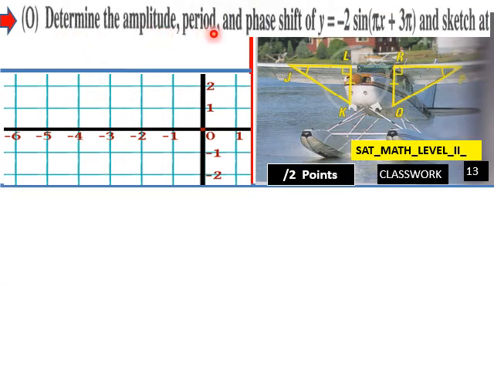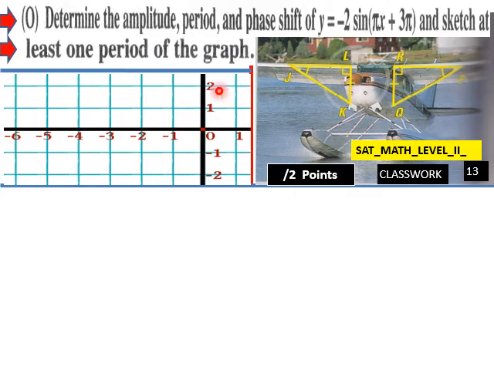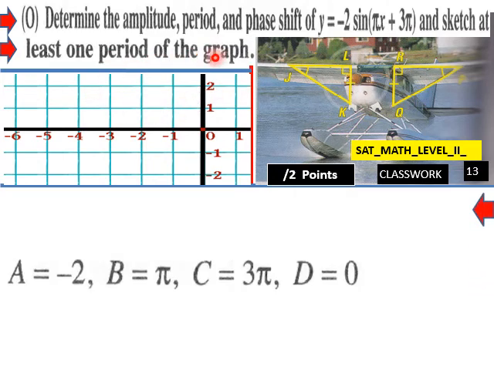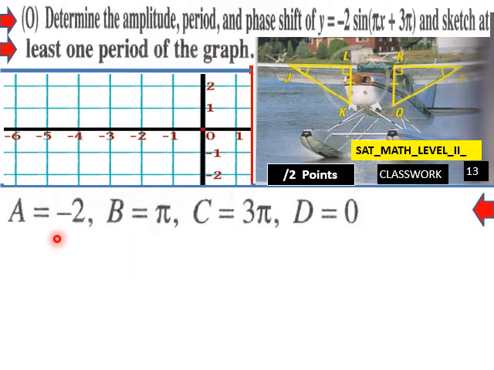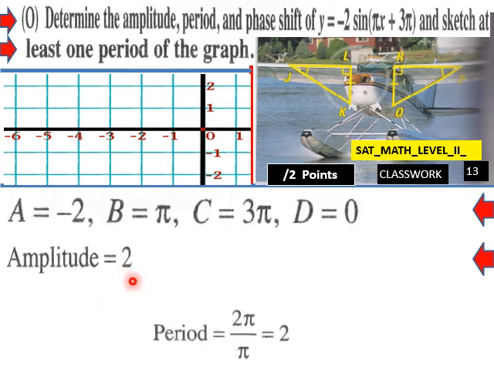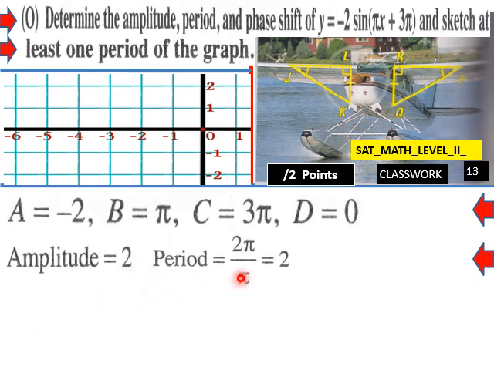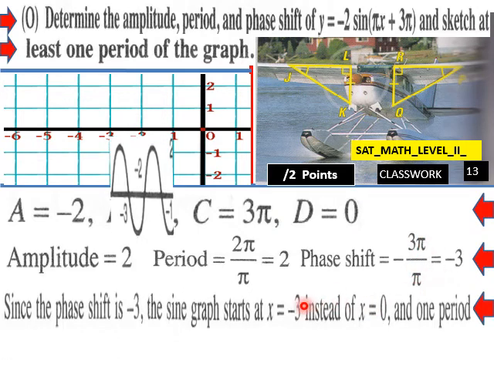Determine the amplitude, period, and phase shift of y equals negative 2 sine of (pi x plus 3 pi), and sketch at least one period of the graph. So here again, a equals negative 2, b equals pi, c equals 3 pi, and d equals 0. So amplitude in this case will equal 2. Our period would equal 2 pi over pi, which would equal 2. Phase shift would equal negative 3 pi over pi, which equals negative 3.